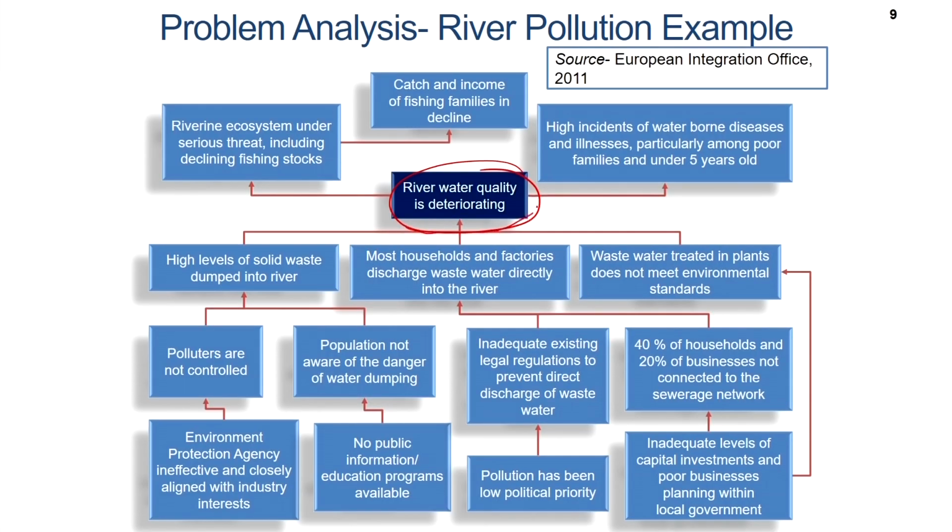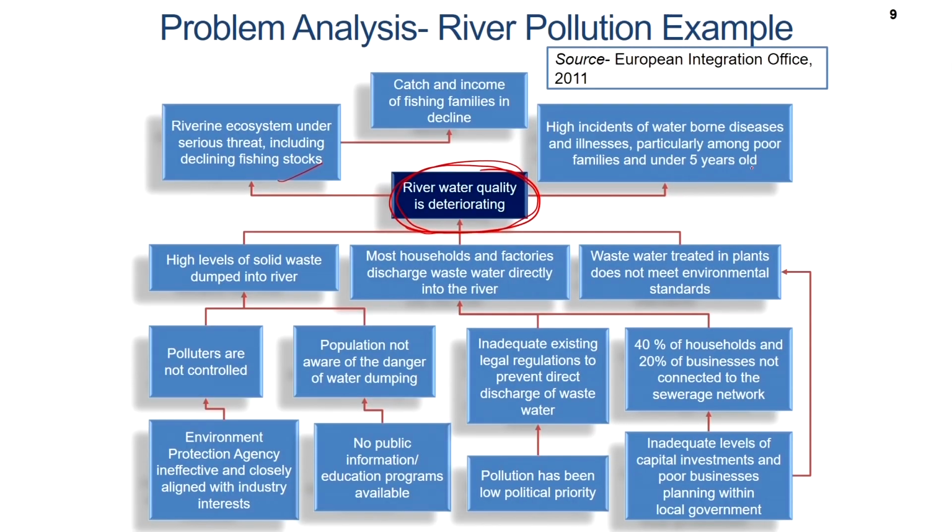So, this is the focal point, and then what is river water quality deterioration leading to? One is the riverine ecosystem under serious threat, including declining fish stocks, and declining fish stocks affect the fishing families very adversely, who are the low income earning fishing families, one of the important stakeholders that draw livelihood from river water. Another effect is the high incidence of waterborne diseases and illnesses, particularly among poor families and under 5 years old children.